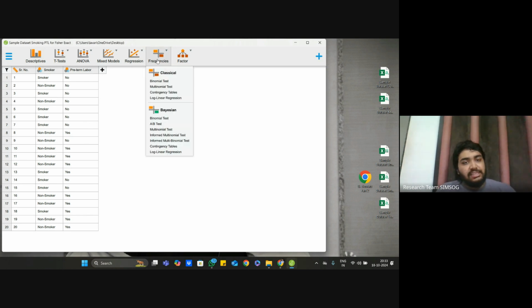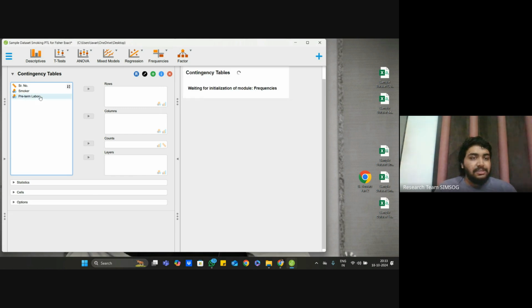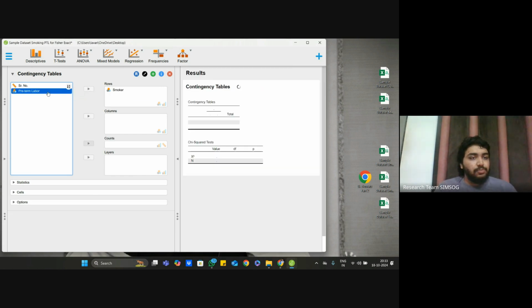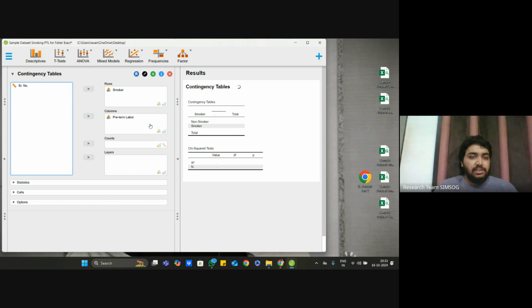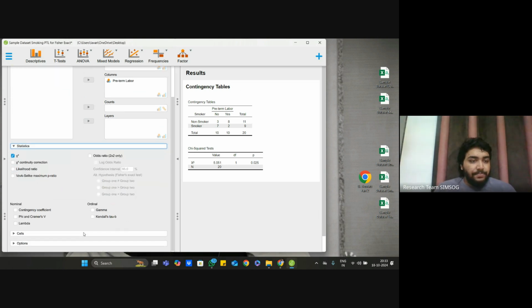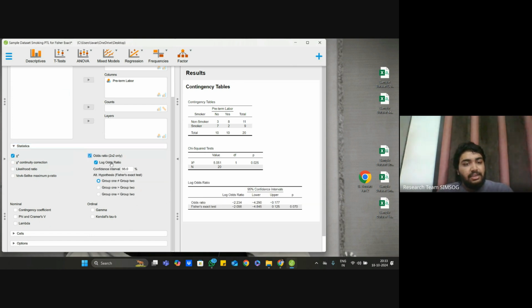Go to frequencies, go to contingency tables. In the rows you will have smoker versus non-smoker. In the columns you will have preterm labor, yes or no. Since statistics is giving the chi-square test, amazing. Okay, now if you want to find out the Fisher's exact test, you will have to click on odds ratio. Even if that's not your purpose, it will give you the Fisher's exact test value.